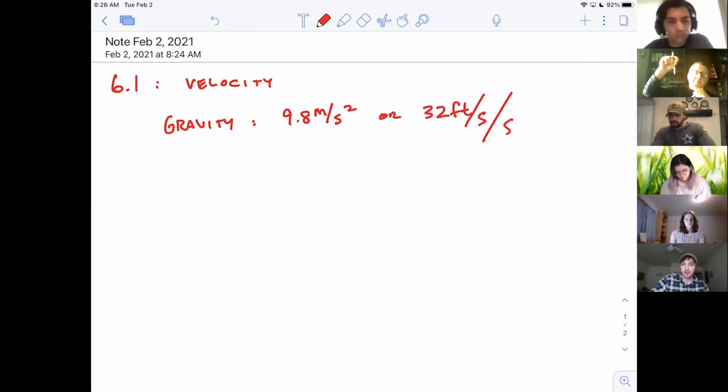That means if I drop a rock, 1 second later, it's going to be going 32 feet per second, but it's speeding up at 32 feet per second, which means after 2 seconds, it's going to be going 64. And after 3 seconds, it's going to be going 96. That's what Earth does. What happens if you drop a rock on the moon?